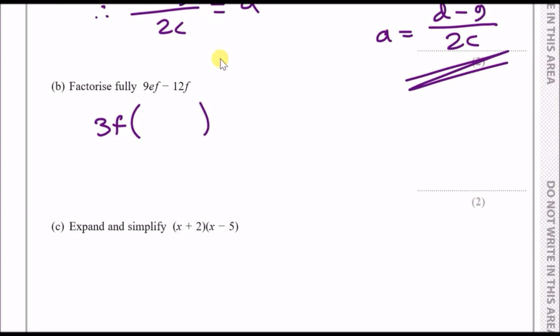And we ask ourselves, okay, so what is 9EF divided by 3F? Well, 9 divided by 3 is 3. You still have an E. And F divided by F cancels out, so there's no F. Then you write a minus sign. Then we say, okay, 12 divided by 3 is 4. And F divided by F is gone. So this is your final result.